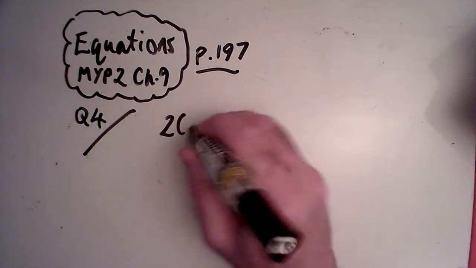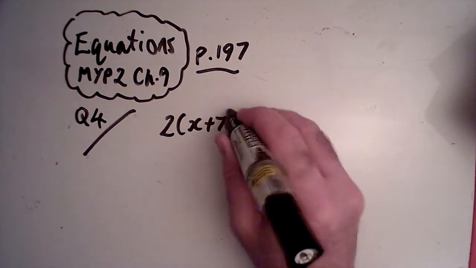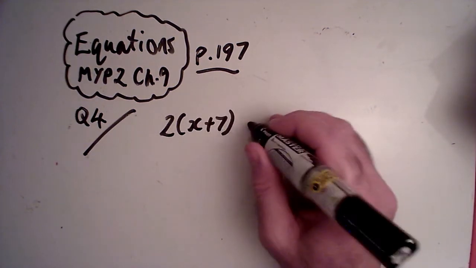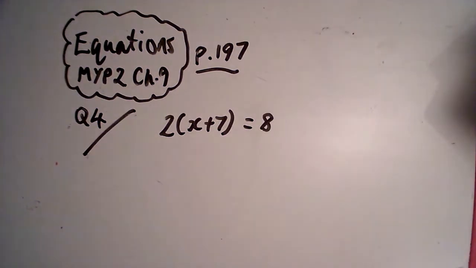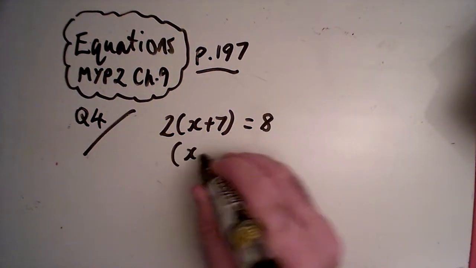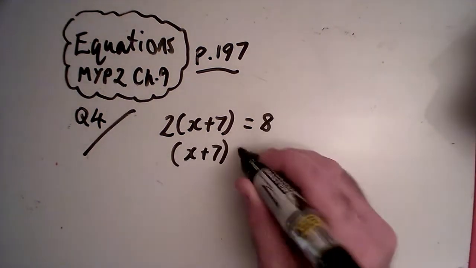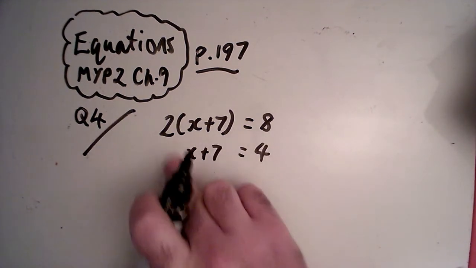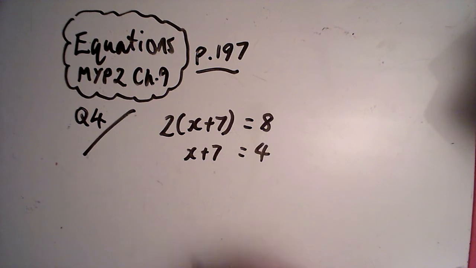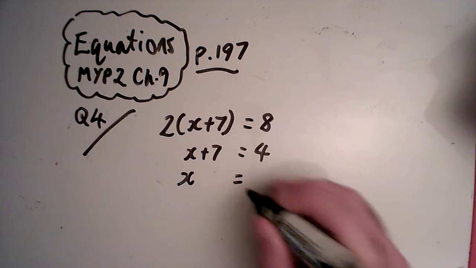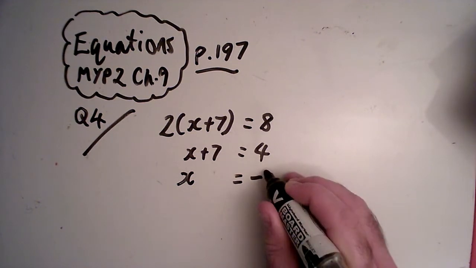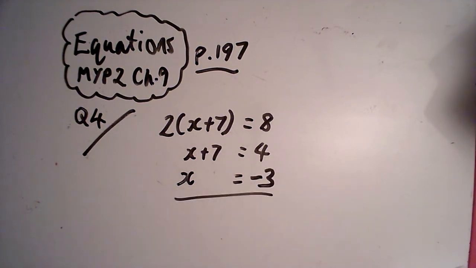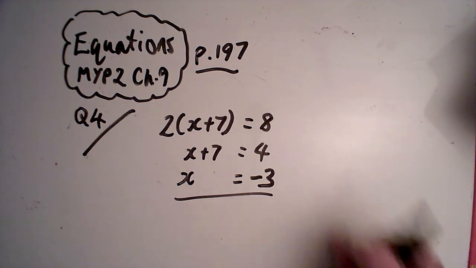Question D says 2(x + 7) = 8. So I'll divide both sides by 2 to get the bracket on its own. x + 7 = 4. Don't need the brackets there anymore. So x + 7 = 4. I'd like to get x on its own, so I'll take away 7, but I've got to do the same to both sides. So taking away 7 from both sides, I get x = -3. And on to the next one.